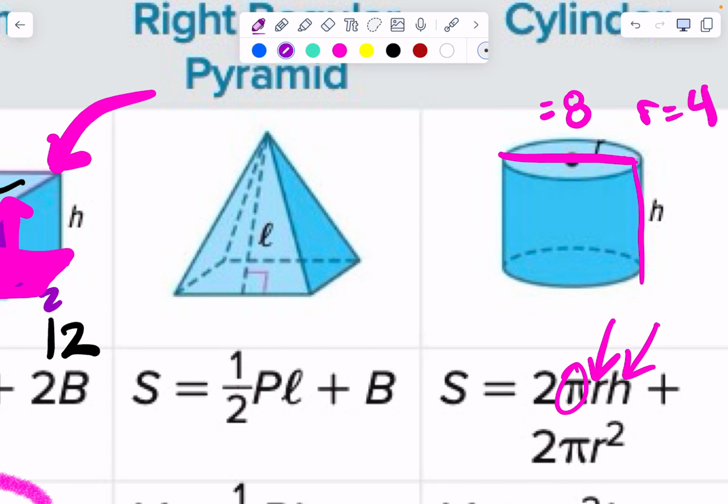Okay. So the area of one of these triangles right here, to find the area of one triangle, I take this base times this height. They're calling that the slant height.